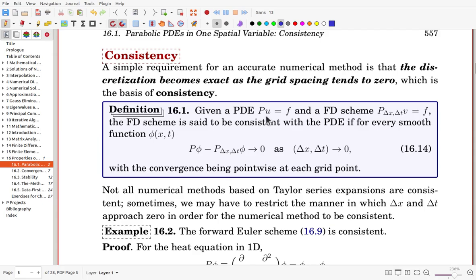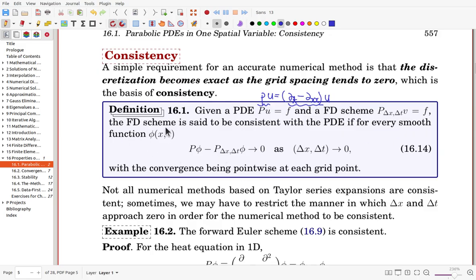Given a PDE, P U equals F. In our case right now, P can be written in this way: there is a t derivative minus the x second derivative on U. So P itself is this operator. And then the finite difference came, and our approximation along with V.